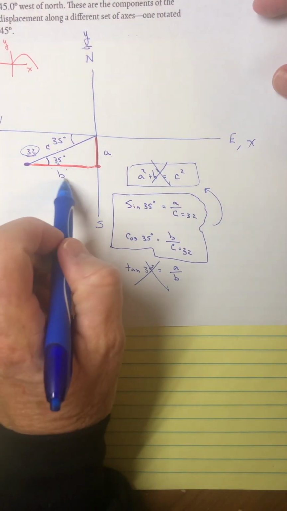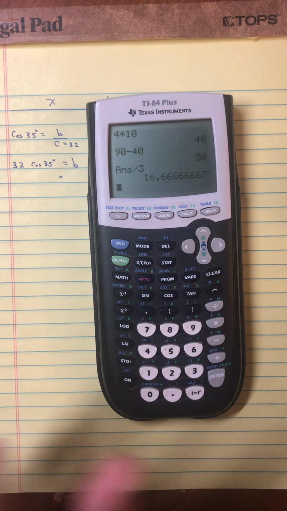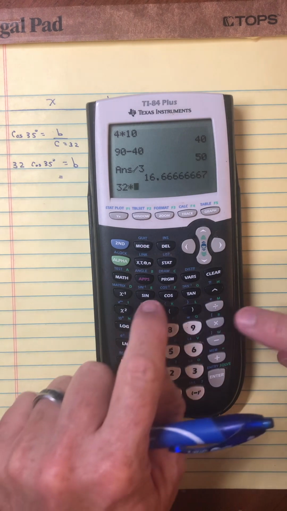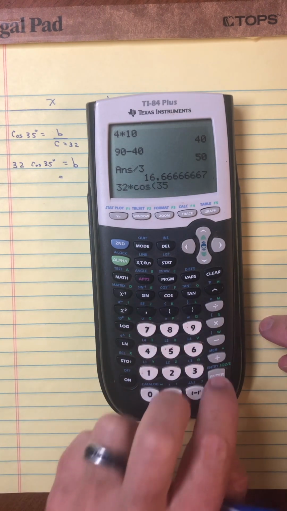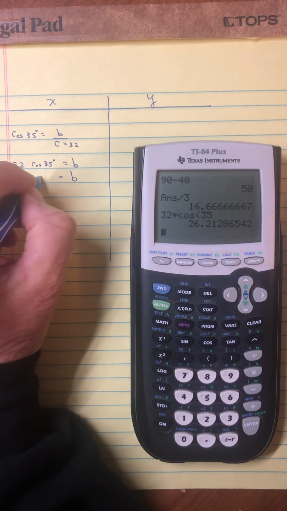I would do this. I would say for the x component, and so this is the B one here, I'm going to write cosine of 35 degrees equals B over C, and C is equal to 32. So rearranging this, I would say 32 times cosine of 35 degrees gives me the B component, which would be the westward component. So this would be 32 times cosine of 35. And so B has a distance of 26.2.